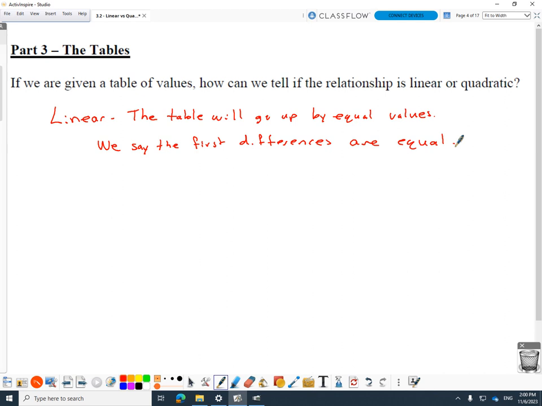For a table of values to be linear, the table will go up by equal values. It'll go up by the same thing every single time. Sometimes called the first differences are equal. When I say first differences, does that ring a bell from grade 9? It's okay if it doesn't. I'll underline it like, okay, there's a new phrase we need, first differences. If you're like, why is it called first differences? Well, as soon as I do a couple tables, I'm going to show you why.